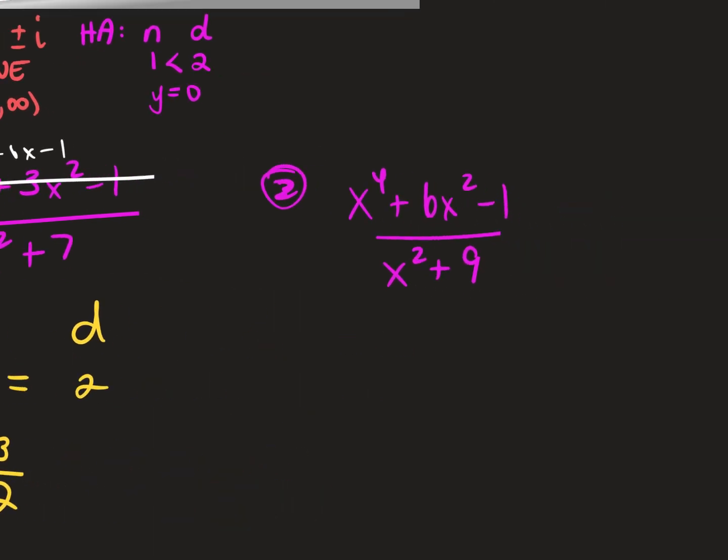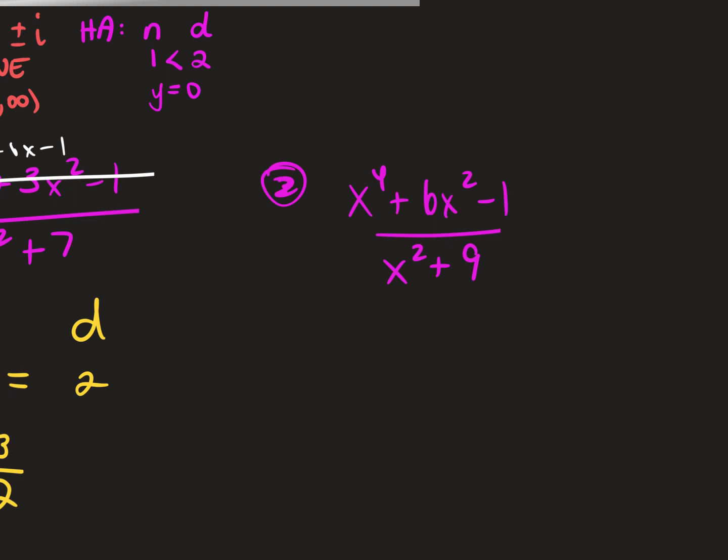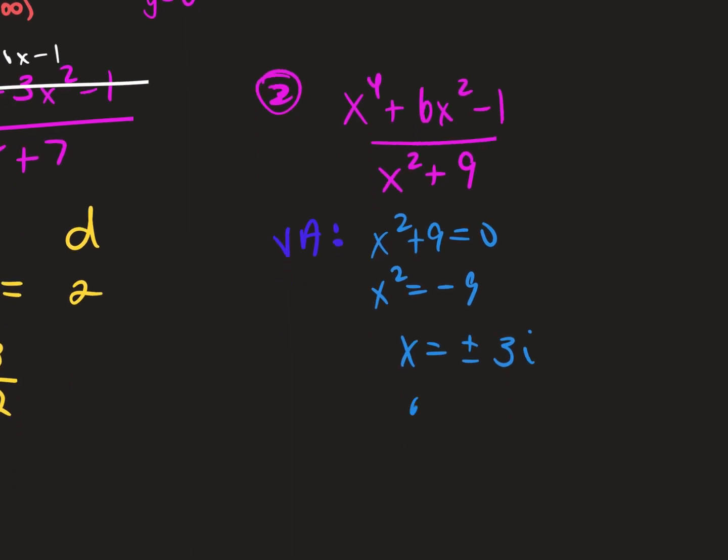So the second one that I just made up. Let's find the vertical and horizontal. If I'm going to find the vertical asymptotes, where do I look? In the denominator. So x squared plus 9 equals 0. So x squared equals negative 9. So x equals plus or minus 3i. What does that tell you about your vertical asymptotes if you get an imaginary number? There are none. What does that tell you about your domain? All reals, negative infinity to positive infinity. When you have no vertical asymptote, your domain is always all real numbers.